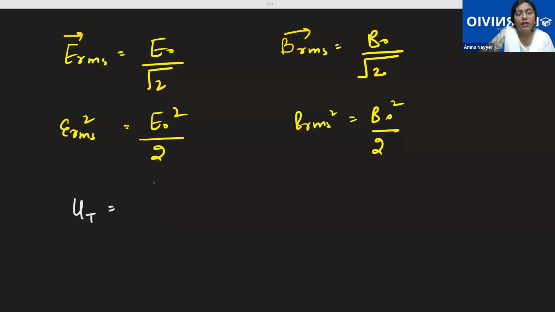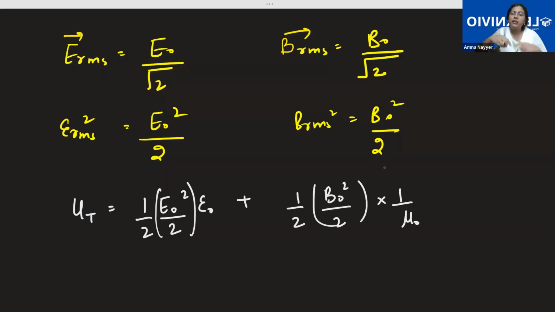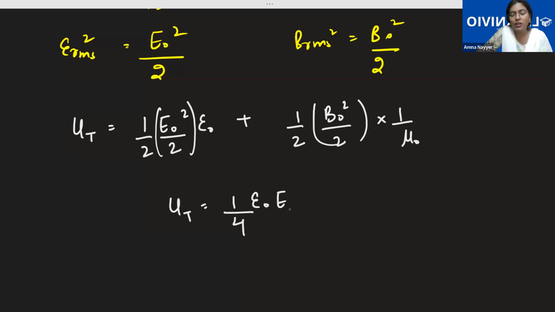So total energy density will be, we'll put this value as E_RMS square. E_RMS square will be E naught square by 2 into epsilon naught, while this part will be half. See, B_RMS square will be B naught square by 2 into 1 by mu naught. Why 1 by? Because this is in the denominator. Here it's getting multiplied. If peak values are given, you will say 1 by 4 epsilon naught E naught square plus 1 by 4 B naught square by mu naught.